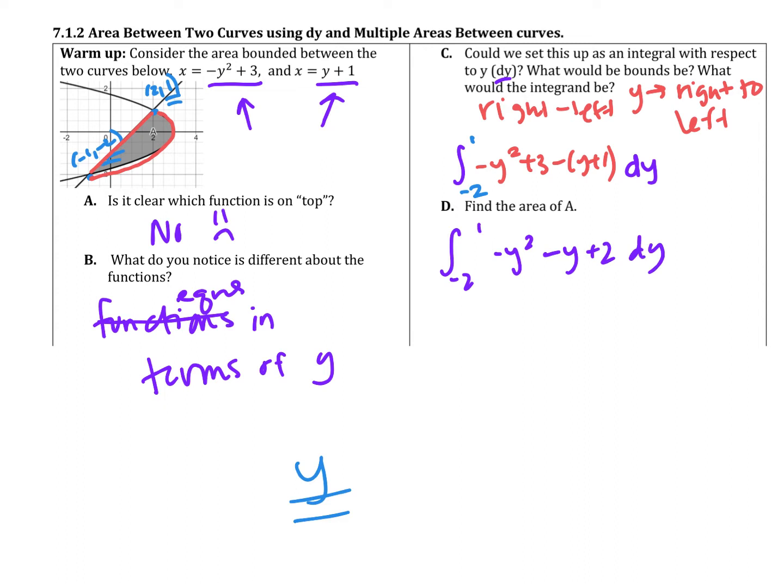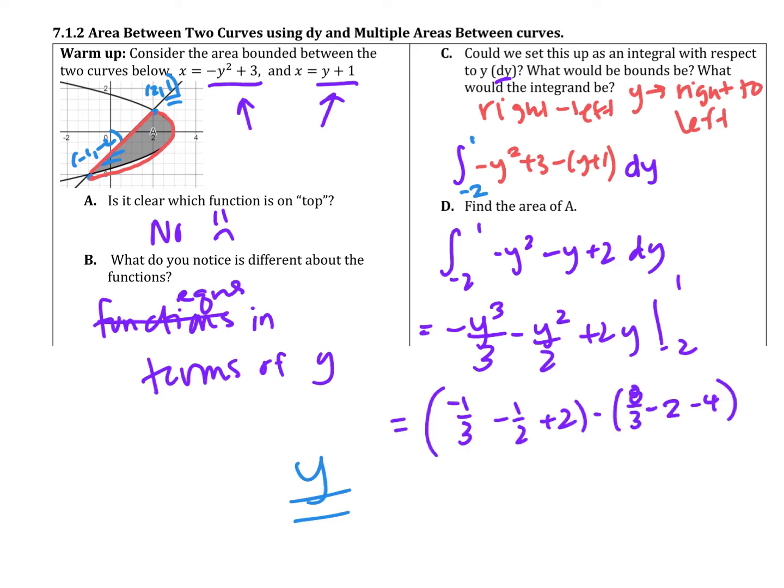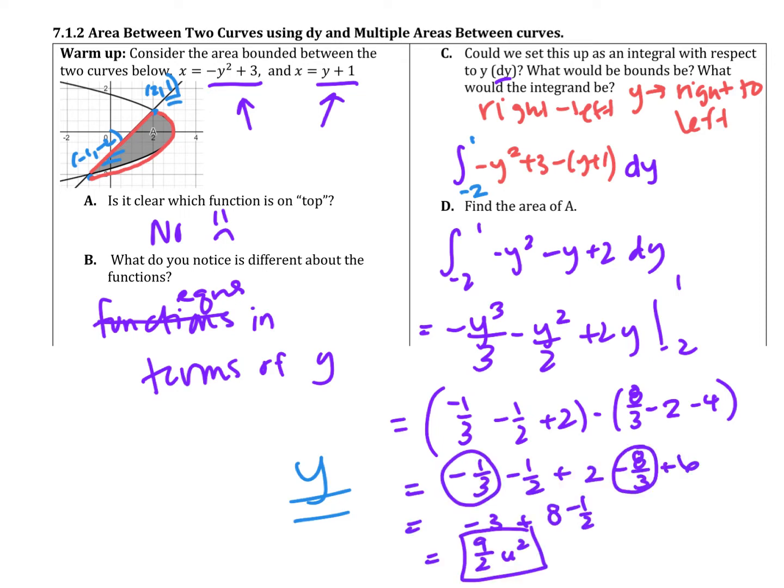Go ahead and pause the video and work through the integration on your own, and then unpause the video and see how you did. So if we find the antiderivative, we get this, and then if we evaluate it at 1 and -2, we get here, and then if we simplify those fractions, we get here. Okay, so pause the video if you need to check through your work there. If you're making fraction mistakes, that's less of a concern than if you're having issues with your integration. Let's go ahead and look at another example.